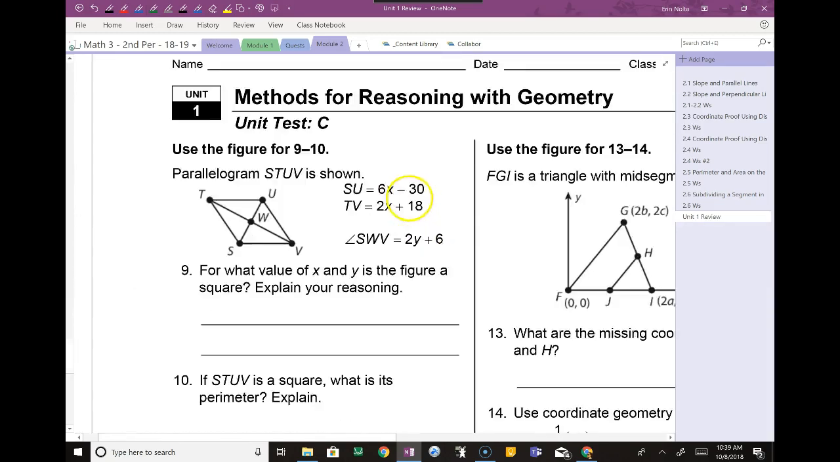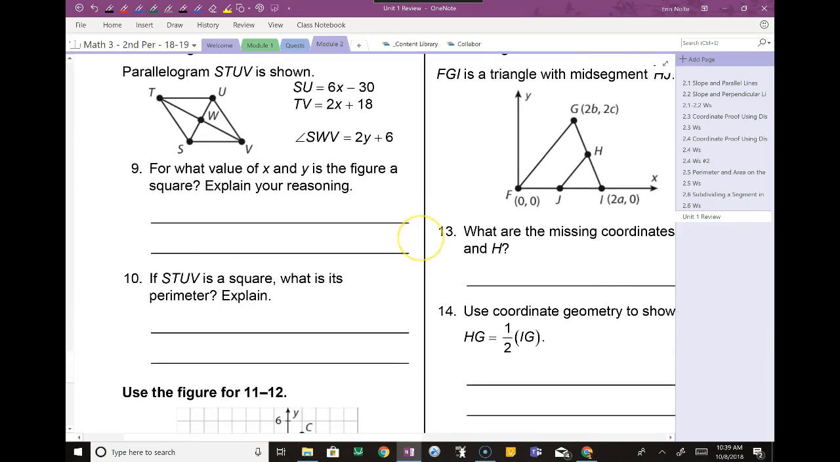All right. Okay, moving on to number 9. For what value of x and y is the figure a square? So we have the parallelogram given. We know parallelograms' diagonals bisect each other. So we're given SU, so that full length there, and TV, and an angle SWV.